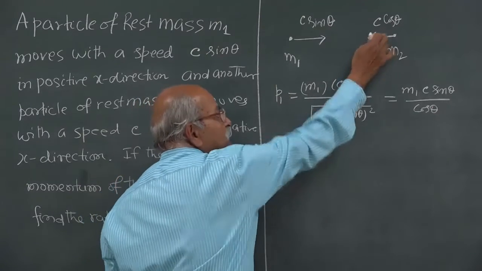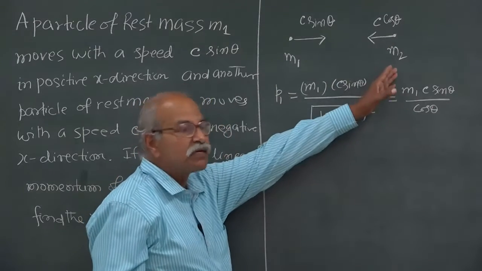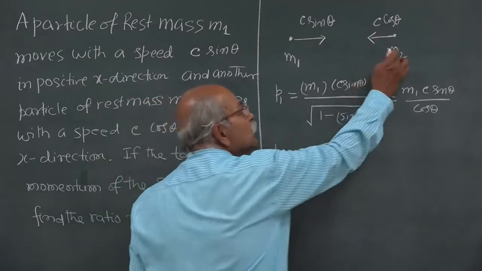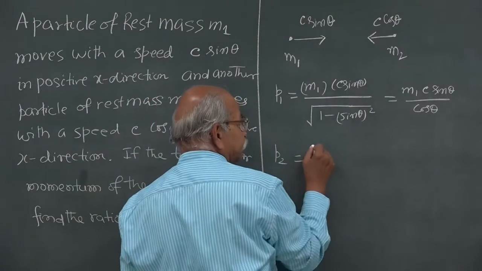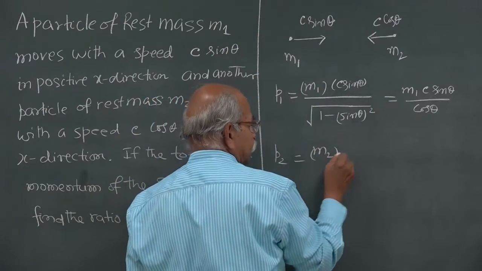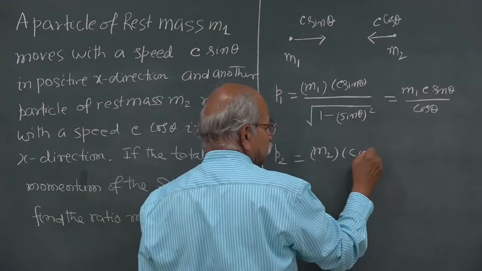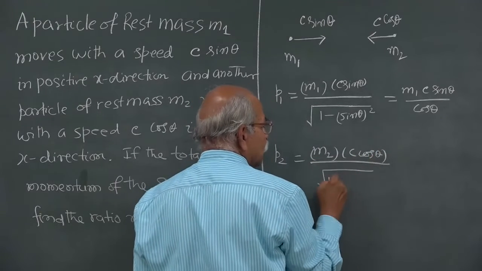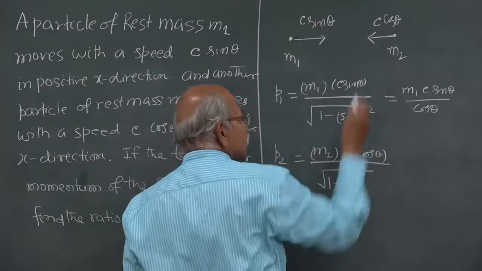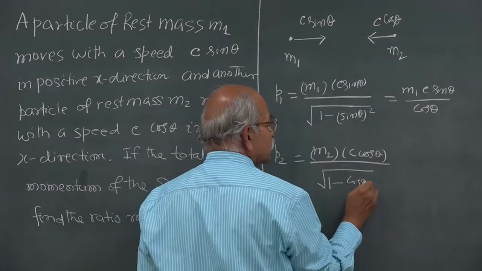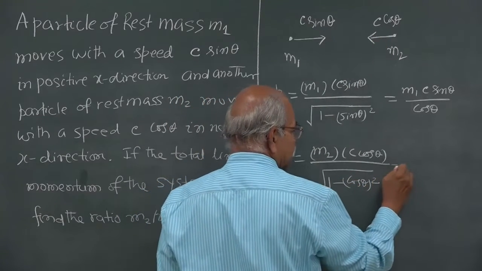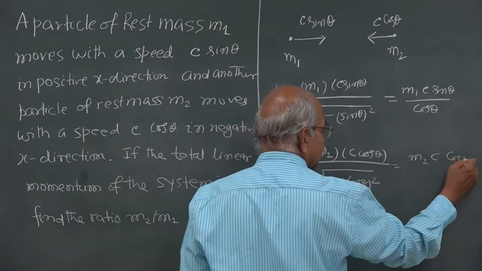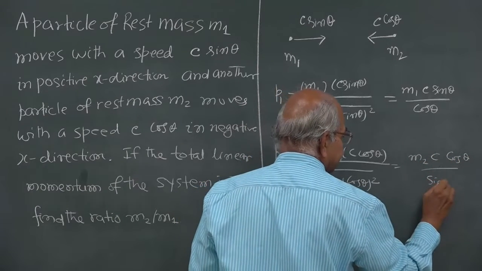and p2, similarly if you write the magnitude of the linear momentum of the second particle, it is mass times velocity divided by that square root factor. So, m2 into c cos theta and divided by square root of 1 minus v by c whole square, that is cos theta square. So, it is m2 and then c cos theta by sin theta.